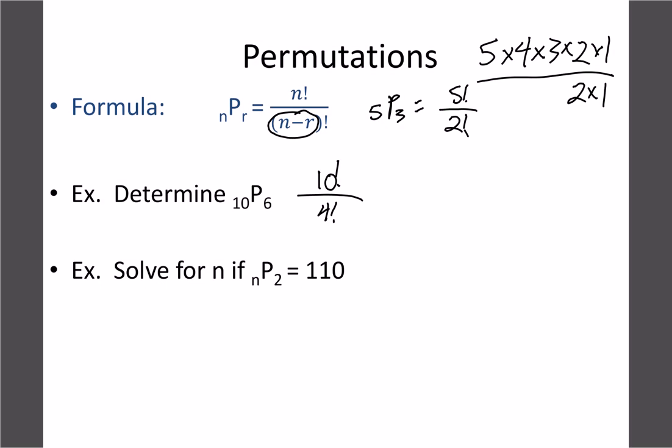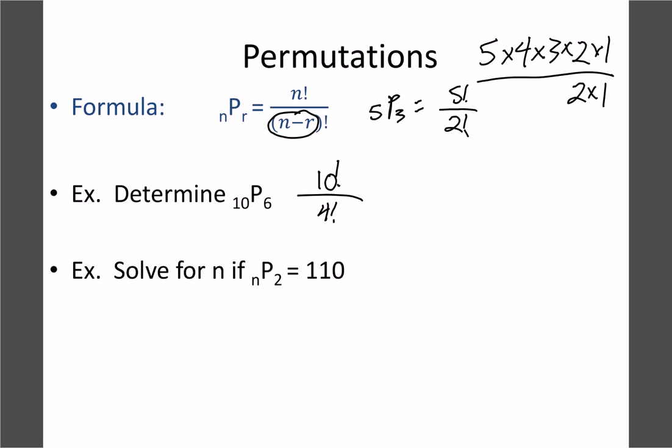Okay, here's the one that's a little bit harder. It's saying solve for n if np2 equals 110. So you could guess and check, or if it's multiple choice, you could match your ABCD to see which one would work. So you could try 8p2, see if that gives us the right answer, 9p2, 10p2, whatever the case may be. But we can also use this formula to help us out.